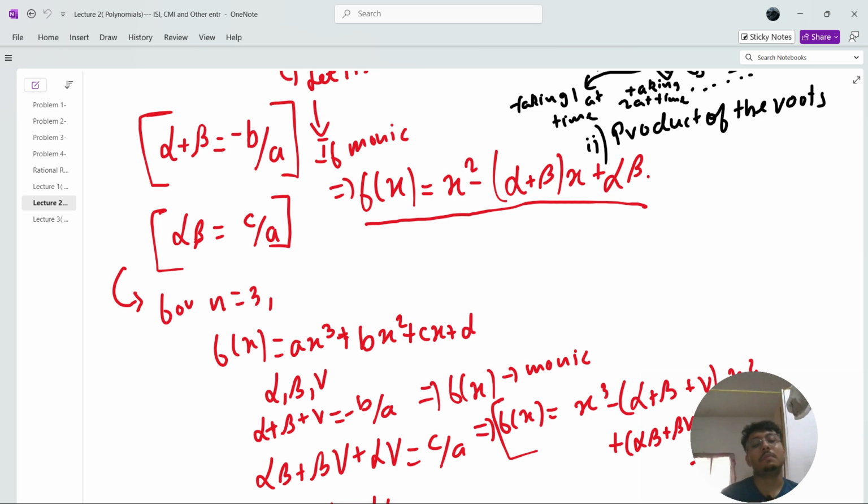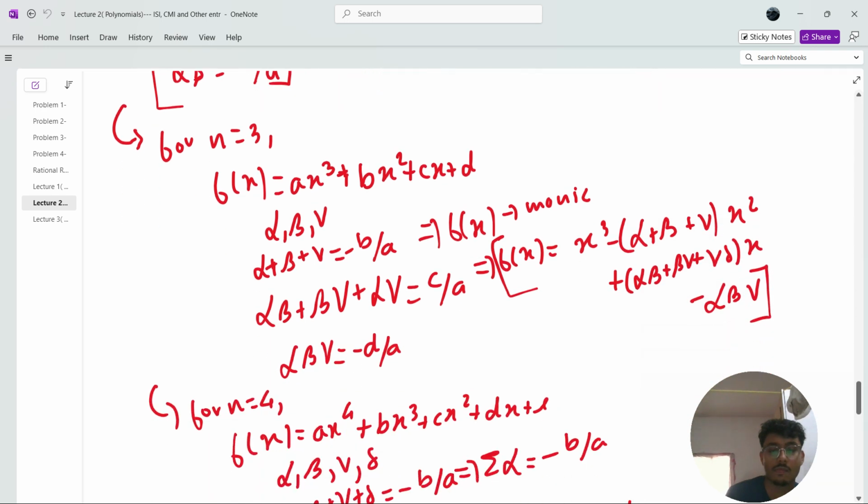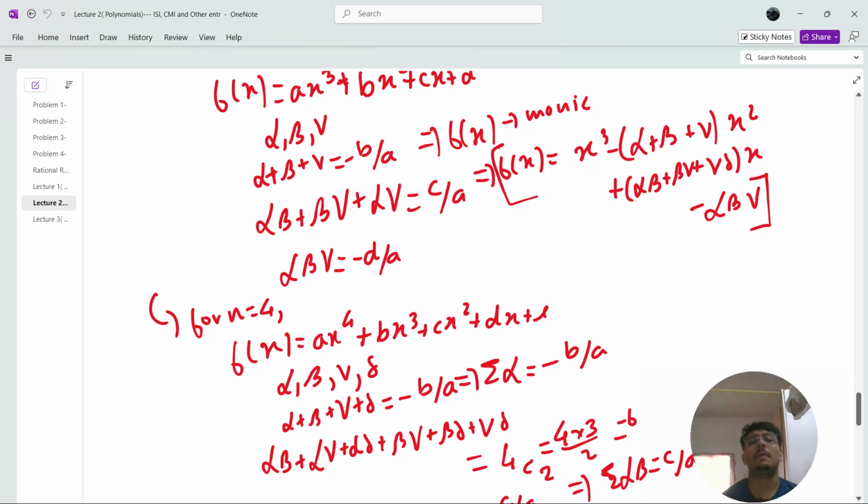Now comes my second case, which is taking products 2 at a time, that is alpha beta plus beta gamma plus alpha gamma, which can also be written in symmetric expressions as summation alpha beta. We go on a cycle and complete all the terms related by using the same format as described in the summation. Summation means addition, so alpha beta plus beta gamma plus alpha gamma is equal to c by a. And on the side, alpha beta gamma is equal to minus d by a.